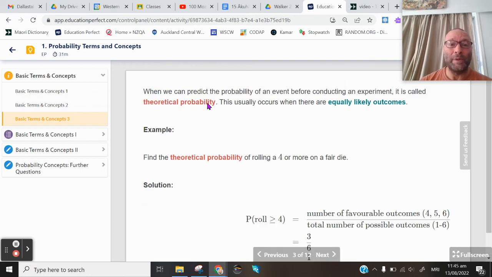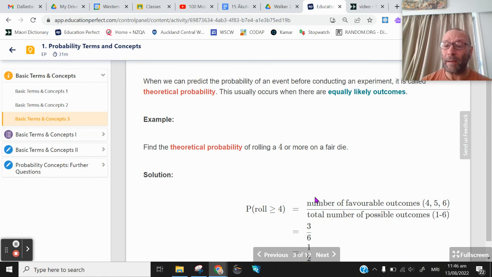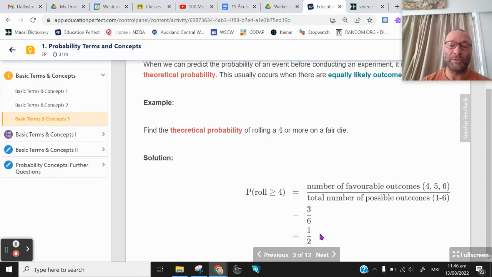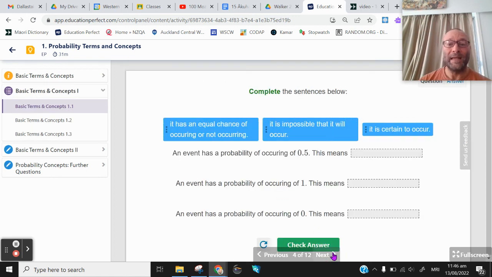Okay, one more together. When we can predict the probability before conducting an experiment, that's called the theoretical probability, or tūponotanga tātai. And this occurs when there are equally likely outcomes, like rolling a die, tossing a coin. So the probability, theoretically, of rolling a 4 or more on the fair die, how many outcomes are favorable? So a 4 or more. It's a 4, 5, or 6, 3 of them, over the total number, which is 6, 3/6, which is 1/2, or 0.5. Okay, so for this one, pause the video, and then try the question.